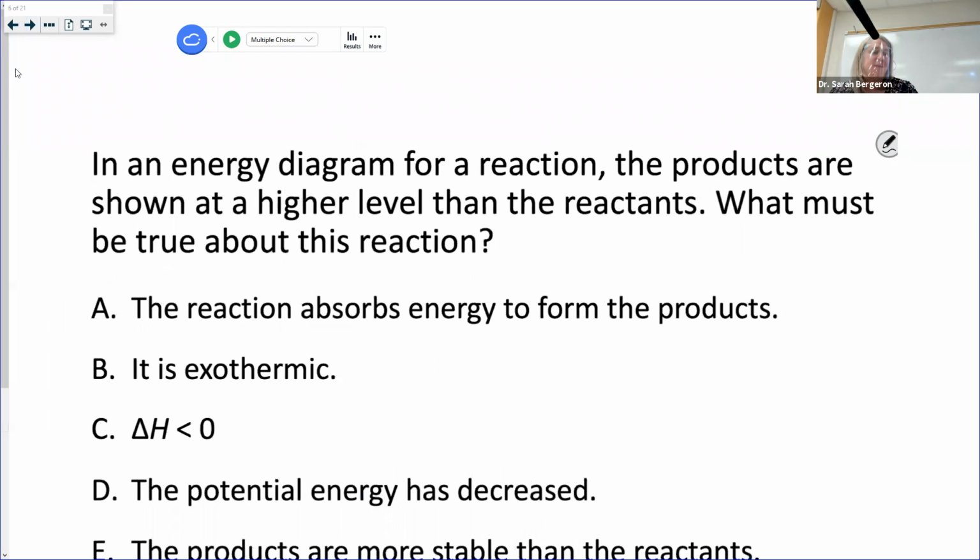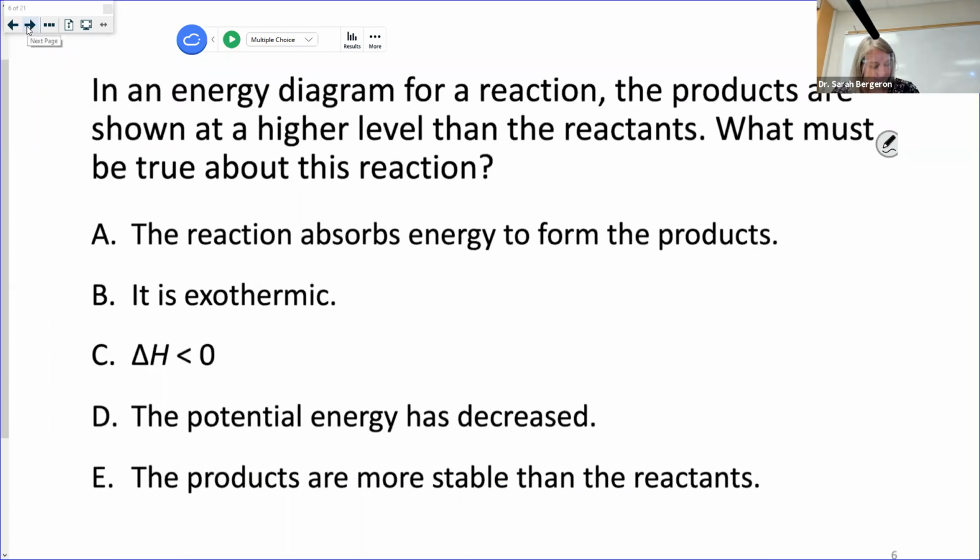All right, let's see. Okay, I think we got two more today. I think we have a few today. All right. So in an energy diagram for a reaction, the products are shown at a higher level than the reactants. I would sketch that right now, right in front of you. Sketch an energy diagram like we did in class, where the products are shown at a higher level than the reactants. What must be true about this reaction?